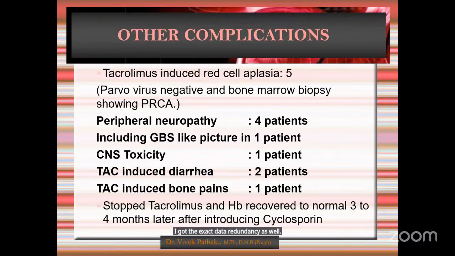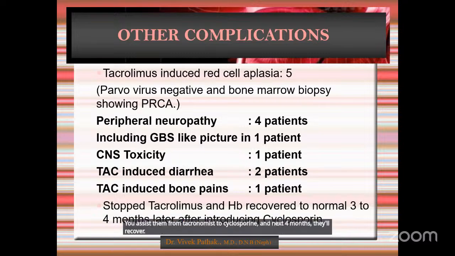Other complications in this protocol that I have seen: tacrolimus-induced red cell aplasia in 5. These are patients with a very low hemoglobin in whom the parvovirus test is negative and bone marrow biopsy shows PRCA. You switch them from tacrolimus to cyclosporin, and over the next 4 months they recover.